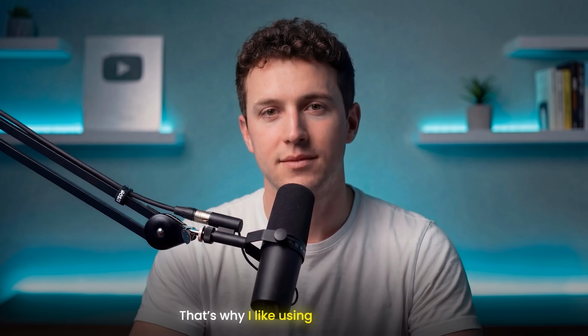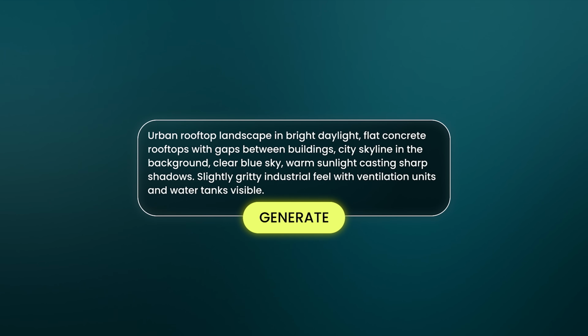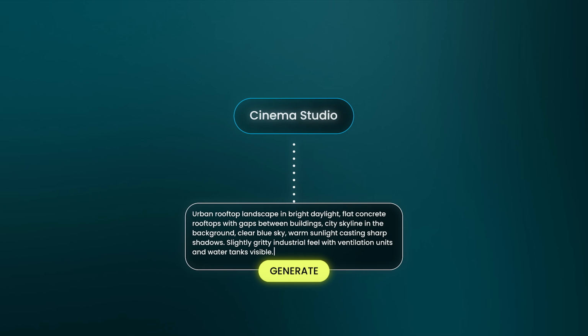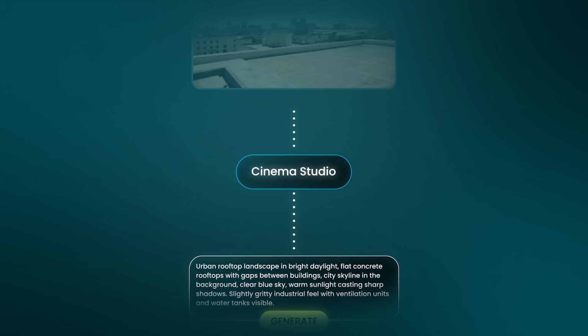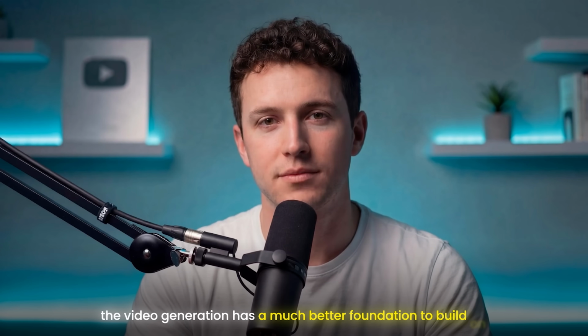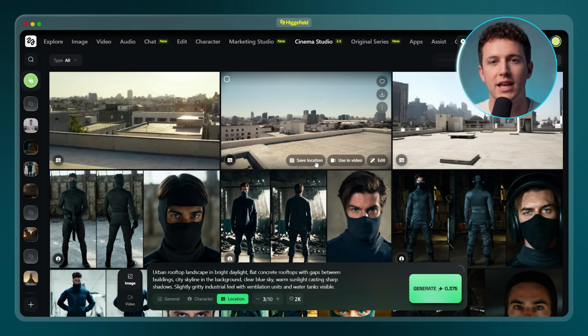That's why I like using Cinema Studio. I simply write what I want, and because their workflow was only trained on cinematic movies and characters, they always deliver top quality. And now that the location reference looks this strong on its own, the video generation has a much better foundation to build on. I'll check the eligibility for it and then save it.